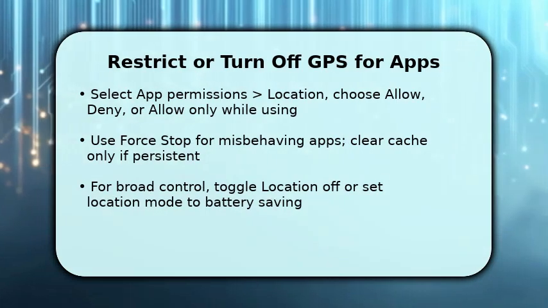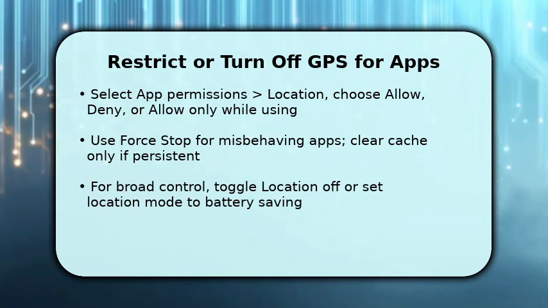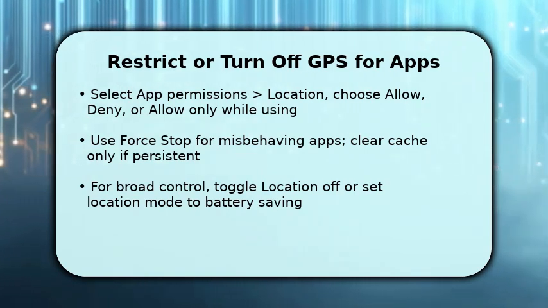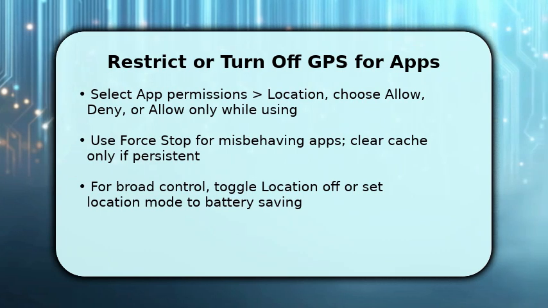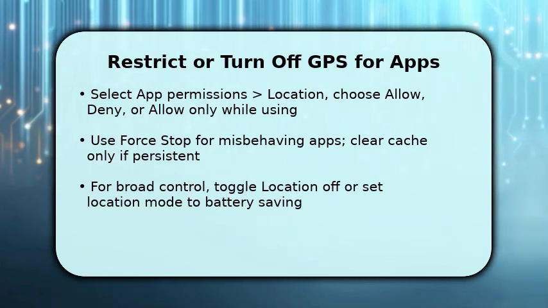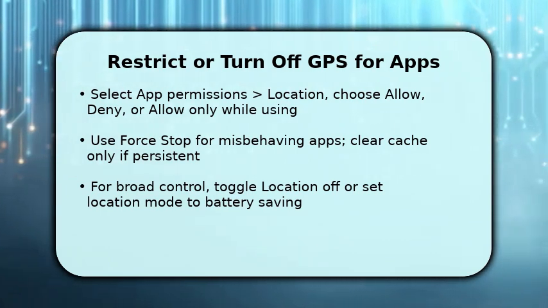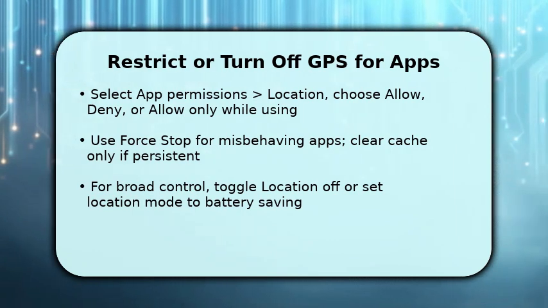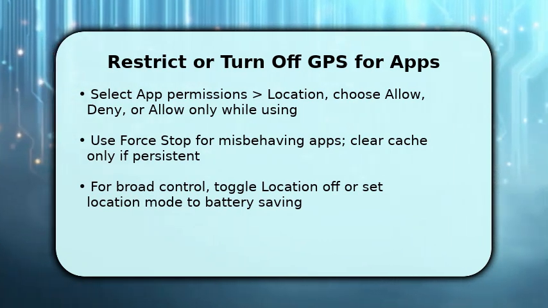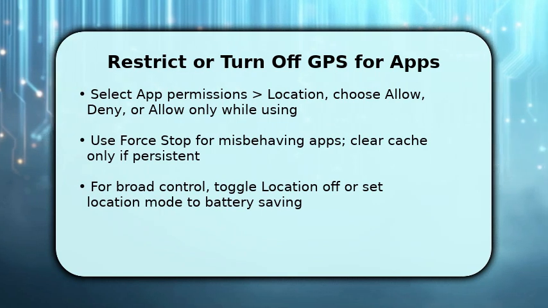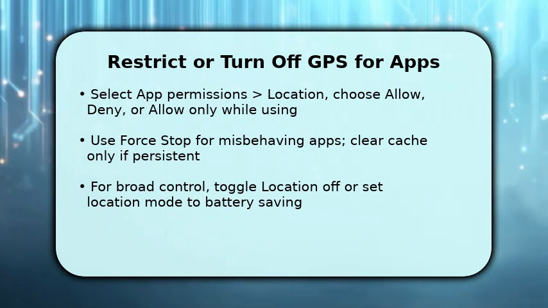Now focus on app-level controls. Open the target app's permission screen and set location to deny or allow only while using, because that immediately stops background GPS access. If an app still requests location, use force stop and then clear cache to remove lingering processes. This is a stronger interruption.